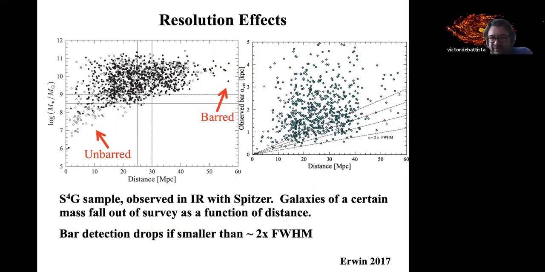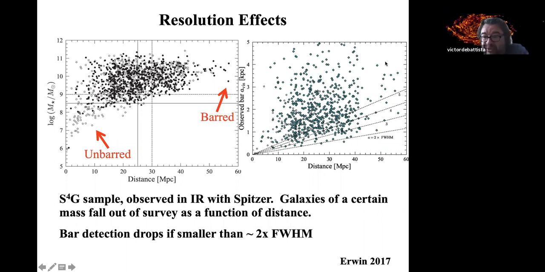And so I'm going to show you the results of a study by Erwin et al, who studied the bars of galaxies that are well resolved. So if you plot the bar size versus the distance of the galaxy, and then you plot these different lines over here, where if you know what the full width half max of the seeing of Spitzer is, you can work out what twice the full width half max is, three times the full width half max, four and five.